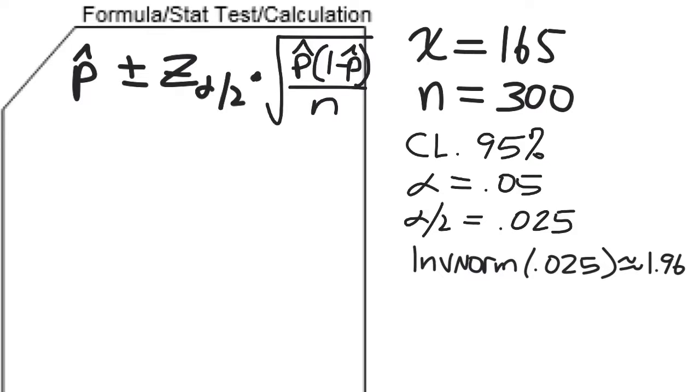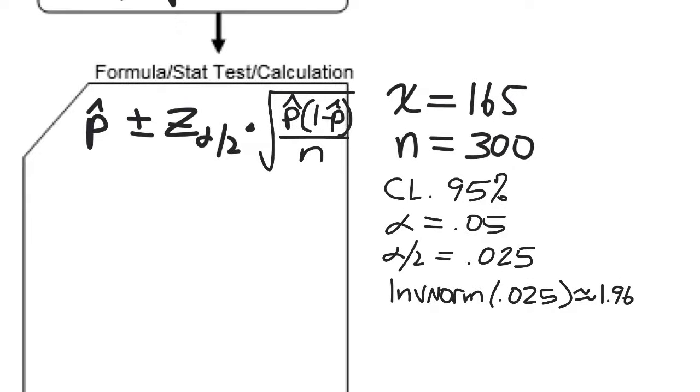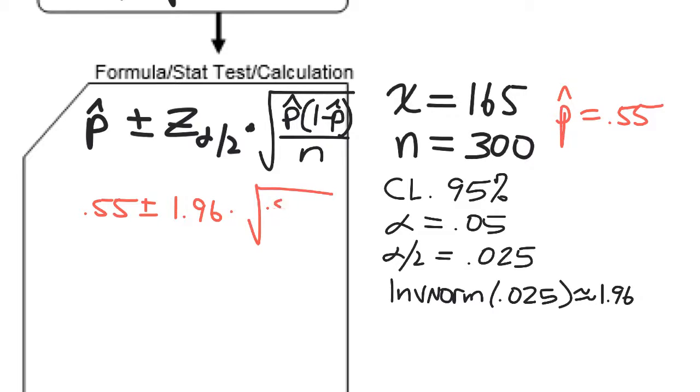So P hat is 165 over 300. It's actually a pretty clean value, 0.55. It's not approximate, it's exactly 0.55, plus or minus about 1.96 times the square root of 0.55 times 0.45 over 300.